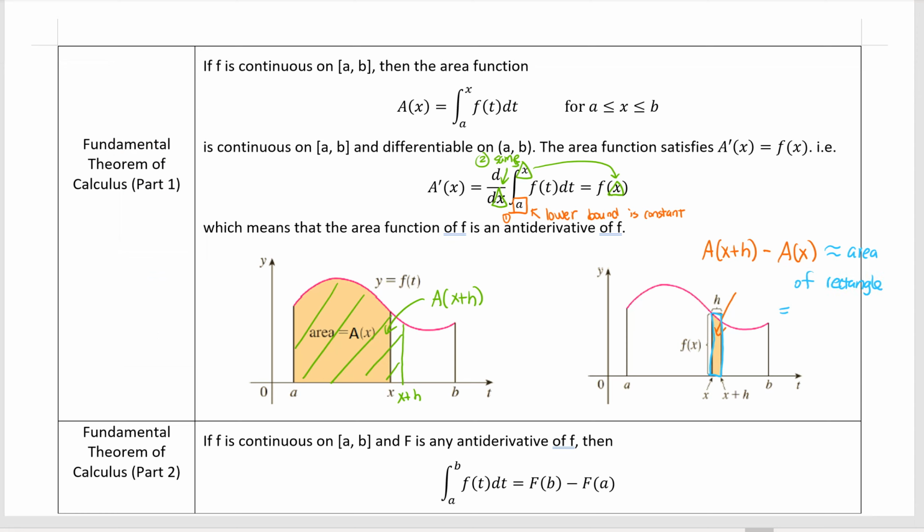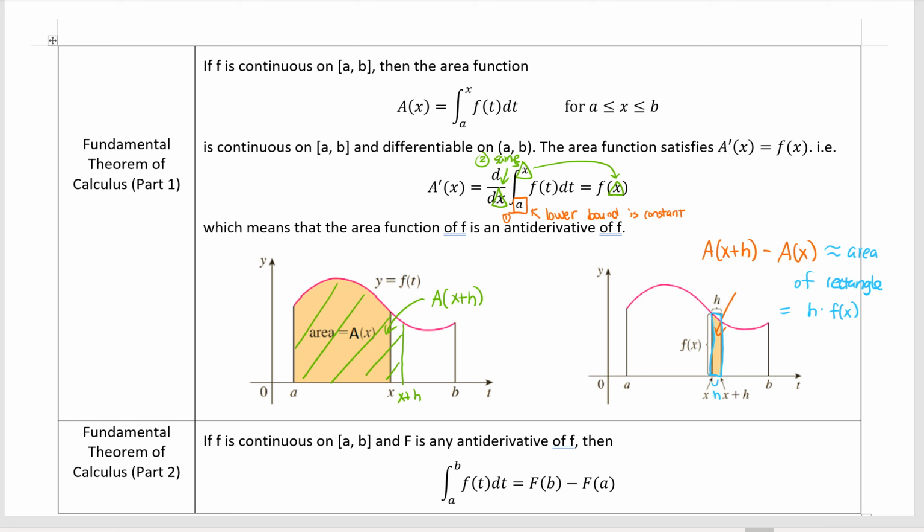What's the area of the rectangle? Well, the width is h, okay? How about the height? I can use one of the endpoints as my height, so I can either use f of x or I can use f of x plus h. Let's use f of x. We use the left endpoint.